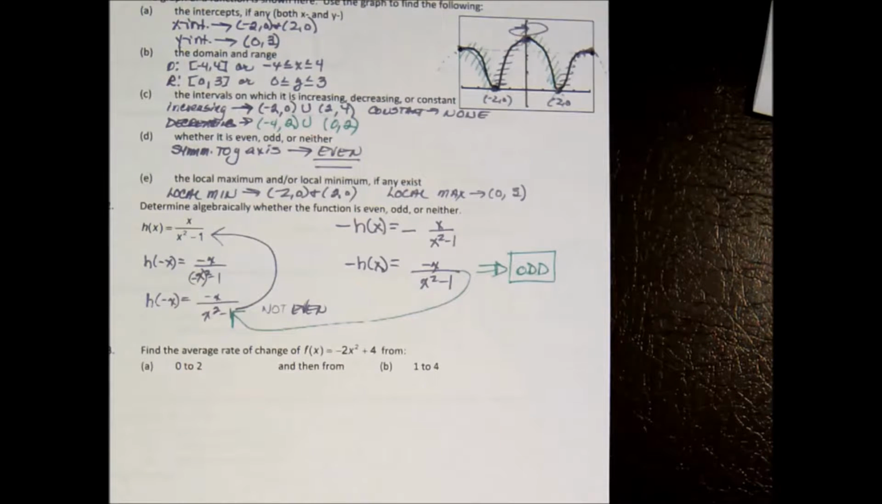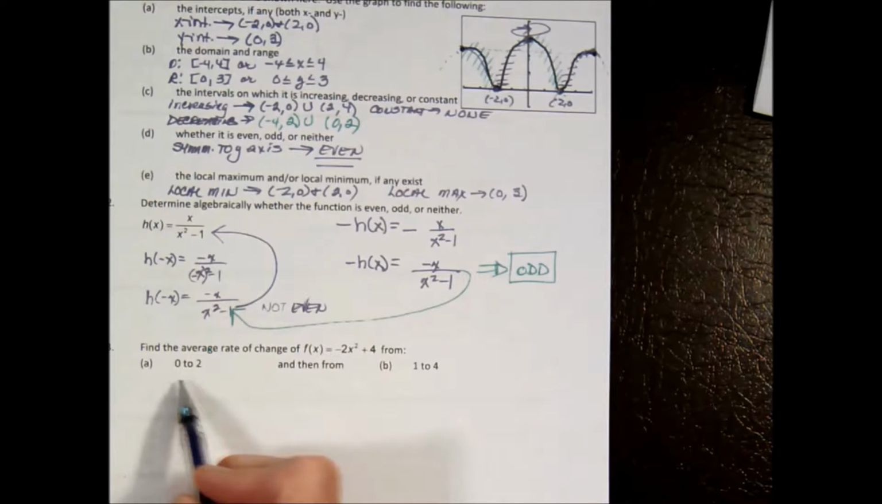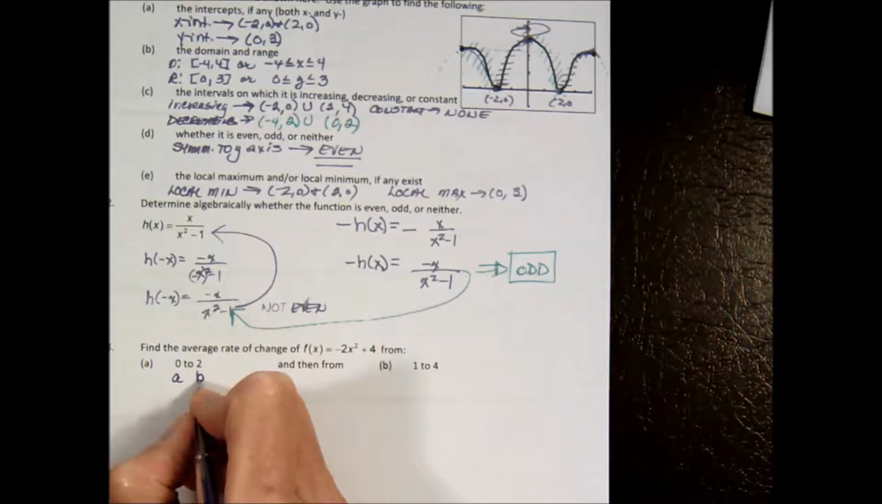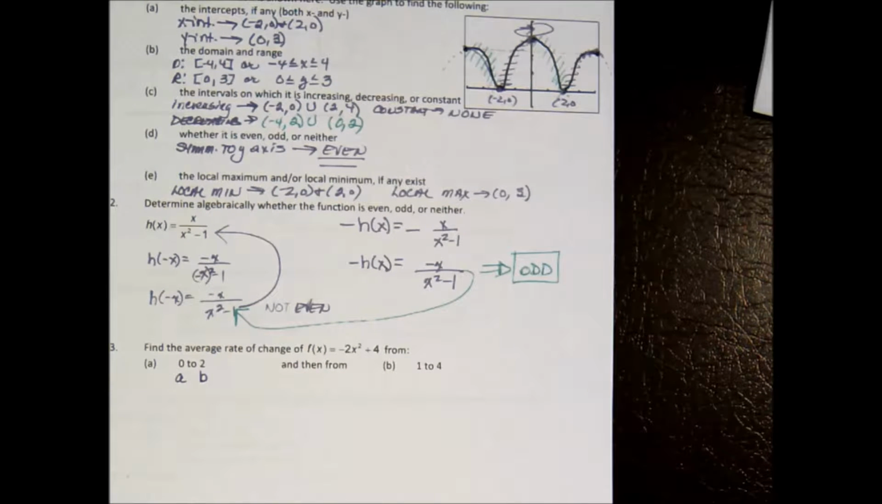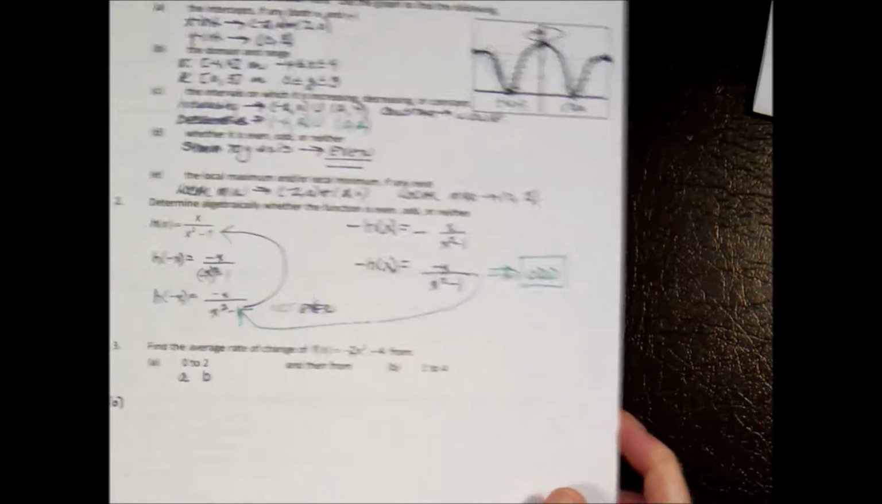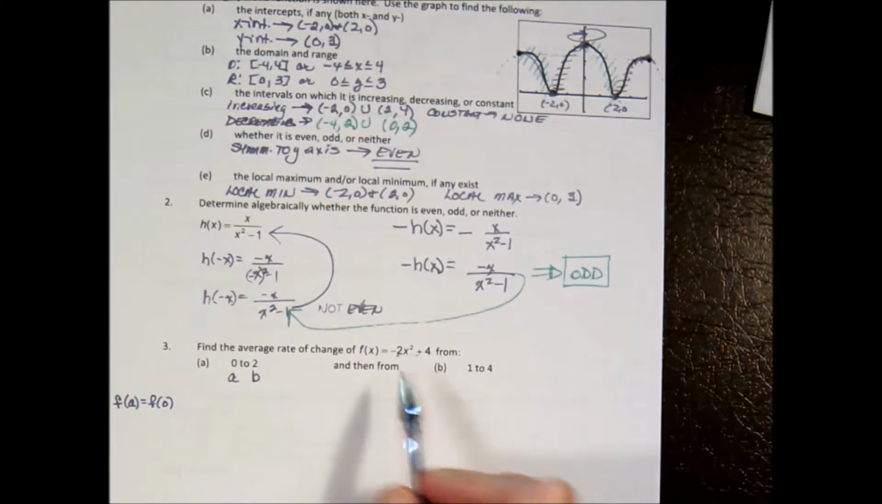Looking at example 3, it says find the average rate of change of f of x equals negative 2x squared plus 4, that's our function, between these points. So we're going to label this A and this B, and in order to determine our average rate of change, which is delta y over delta x, we have to know what is f of A and f of B. So let's figure f of A here is going to be, I'm going to write this, f of 0, because that's my A, and I'm going to plug that into our function.